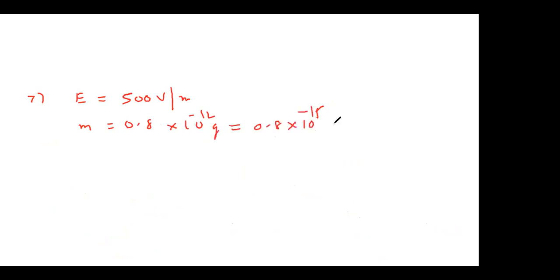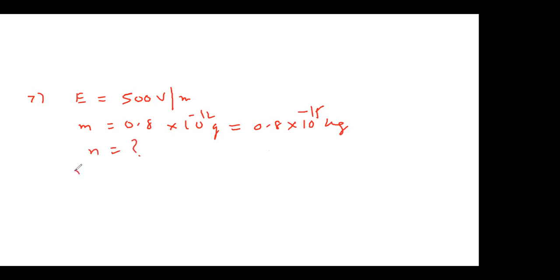Seventh one. A charged oil droplet is at rest in an electric field of 500 volt per meter. If the drop has mass of 0.8 into 10 raised to minus 12 gram, which you can write as 0.8 into 10 raised to minus 15 kilogram, then what is the number of electrons? If it is at rest, what is the number of electrons?